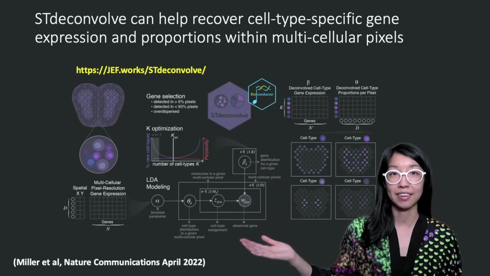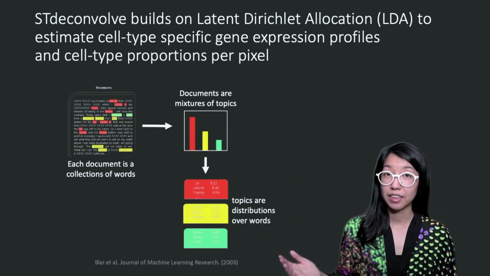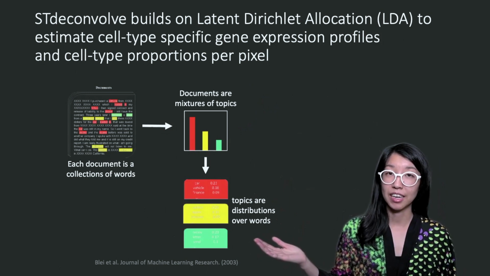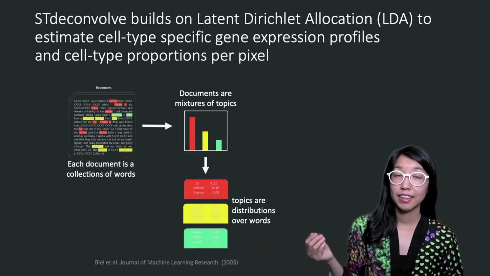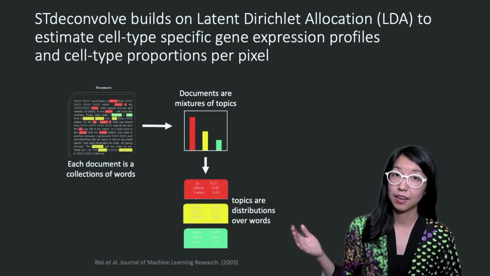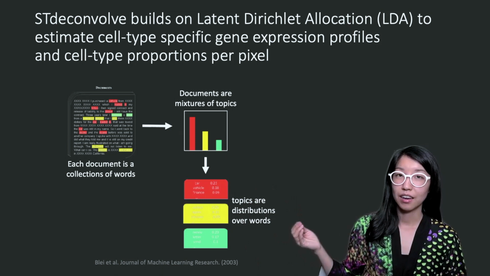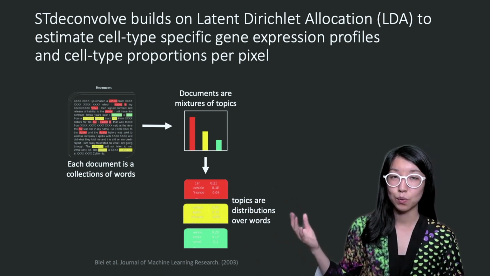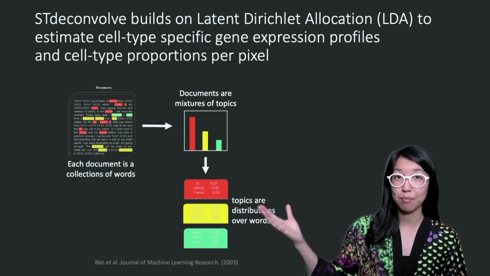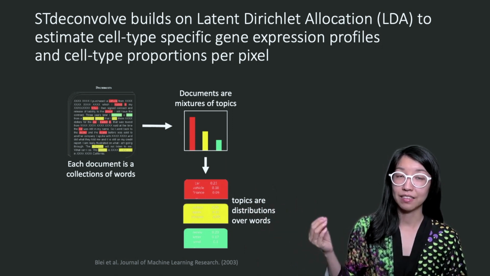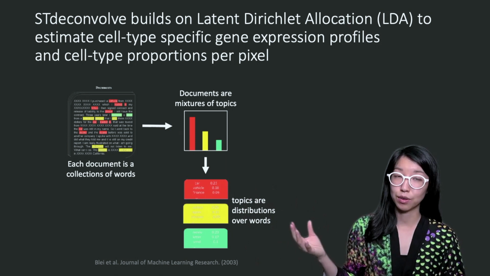But briefly, STdeconvolve builds on Latent Dirichlet Allocation, a machine learning model popular in natural language processing. In the context of natural language processing, we can think of each document as a collection of words. Of course, intuitively, these words comprise underlying topics that are latent and not observed. However, we can think of these topics as distributions over words.